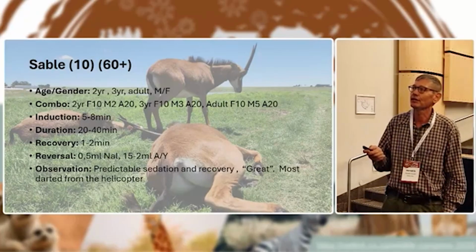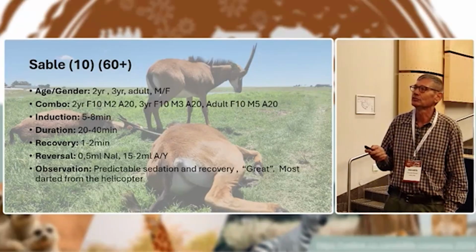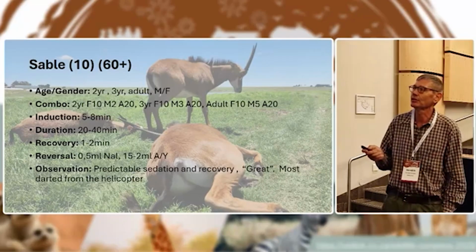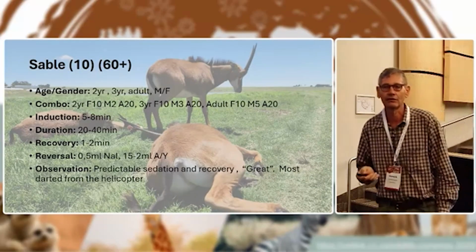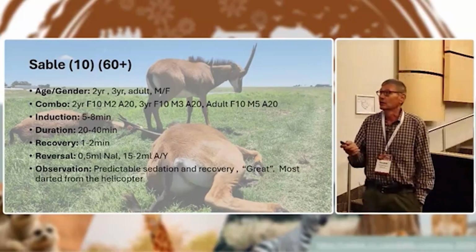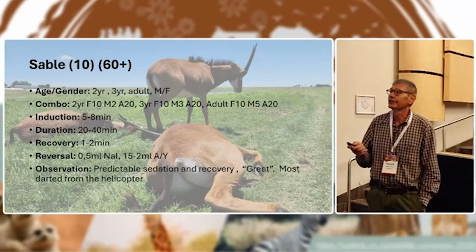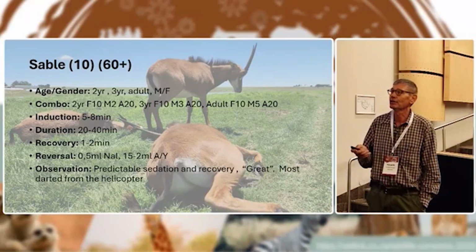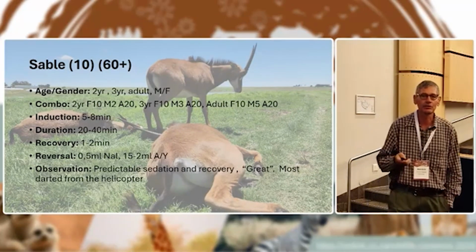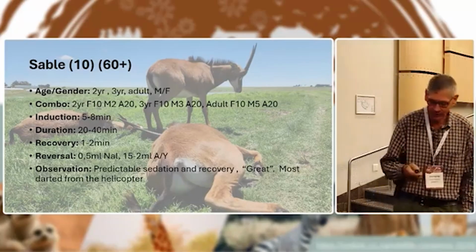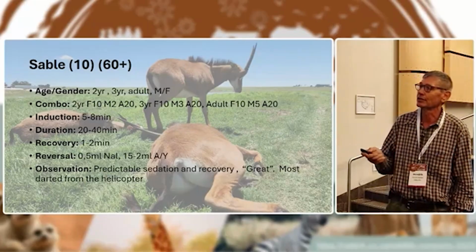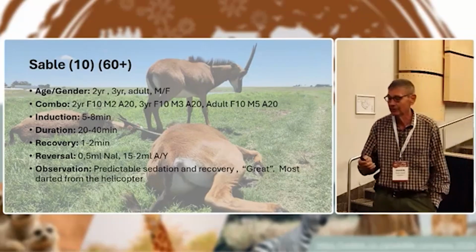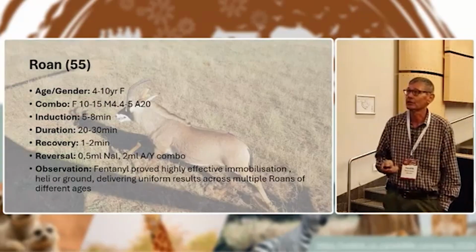Sable, we've done 60 plus in the database on sables. For the 2-year-olds, 10 fentanyl, 3-year-olds, 10, adults, 10. Medetomidine: 2-year-olds, 2, 3-year-olds, 3, and adults, 5. So quite an easy dosage for our older guys to remember. And 5 to 8 minutes downtime. Most of the animals that were reported on were darted from the helicopter. So Tinus said on the database, great, predictable sedation and recovery. So one of the species that's really reacting well.